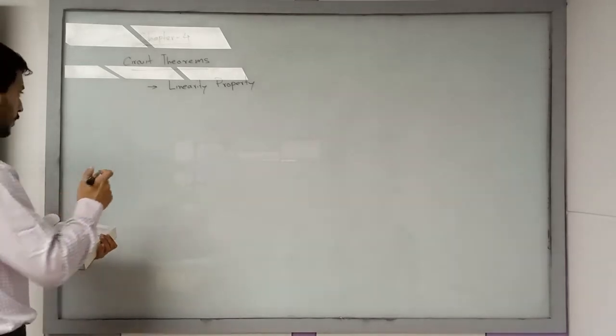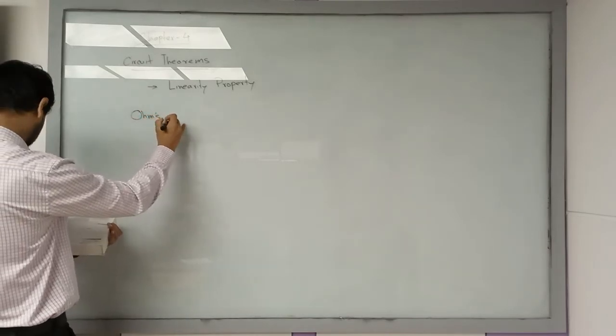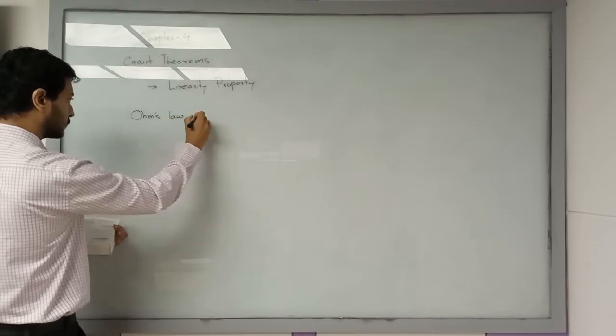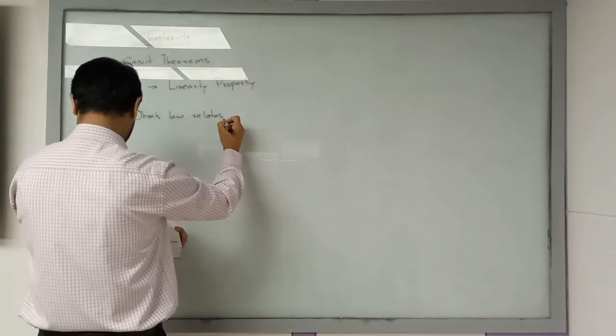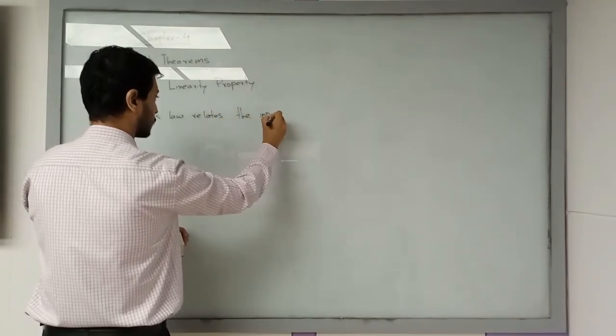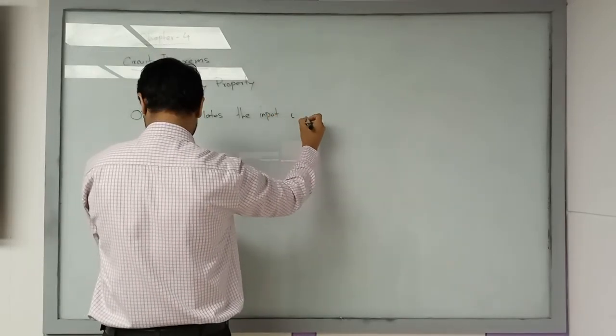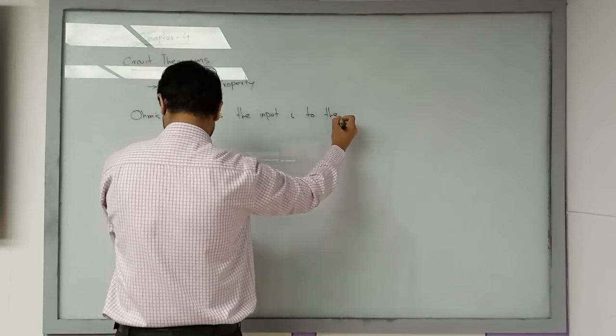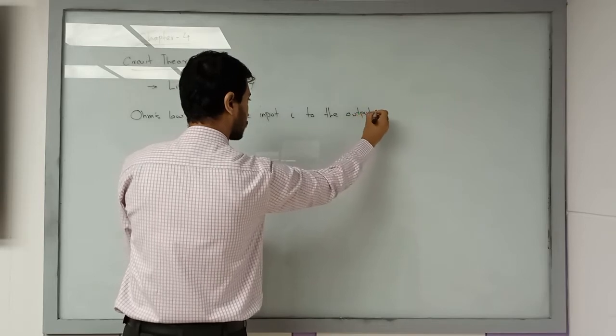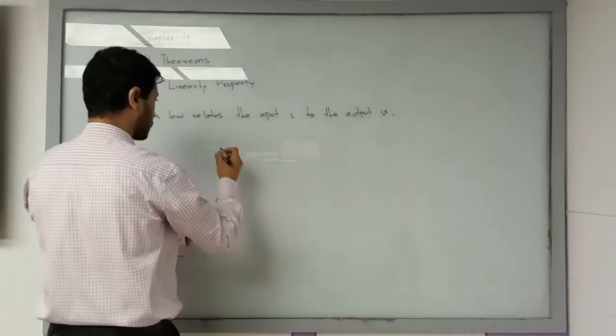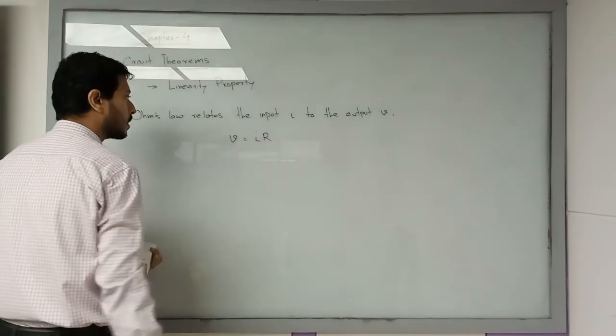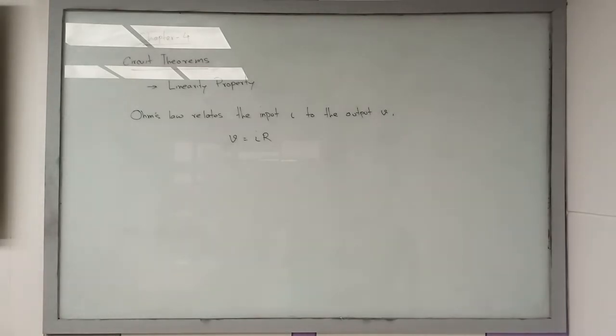So far we have studied the basic laws, the Ohm's law, right? You all know the Ohm's law, V is equal to IR. So basically Ohm's law relates the input current I to the output voltage V, right? So the equation is V is equal to IR.